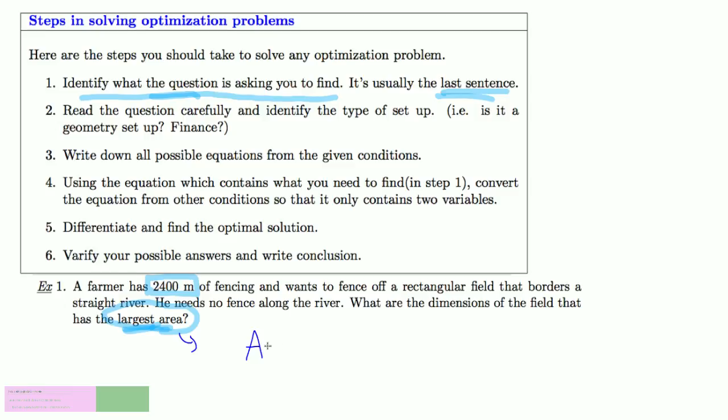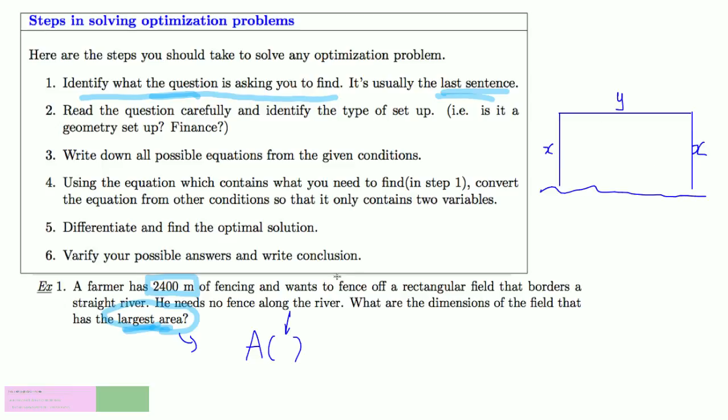And it has to be a function of something. So we have to declare this input value too. And we can get that input value by first drawing the picture of what's going on here. We have a rectangular fence, and there's a river on one side. Okay, rectangular fence. So we have to describe the dimensions of this fencing. So let's call this X and call this Y.